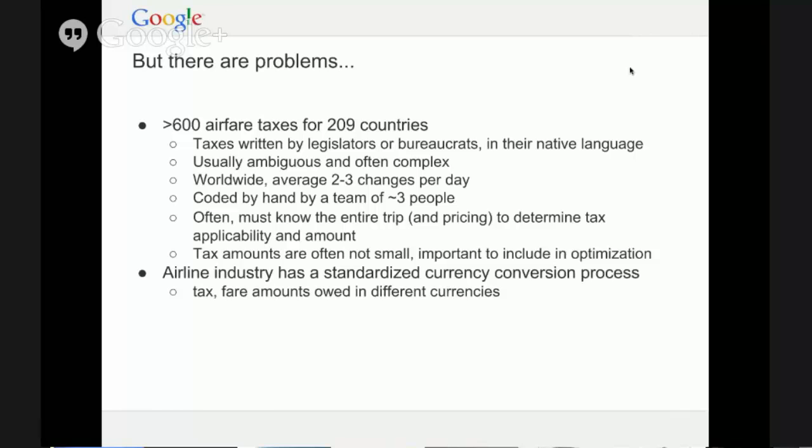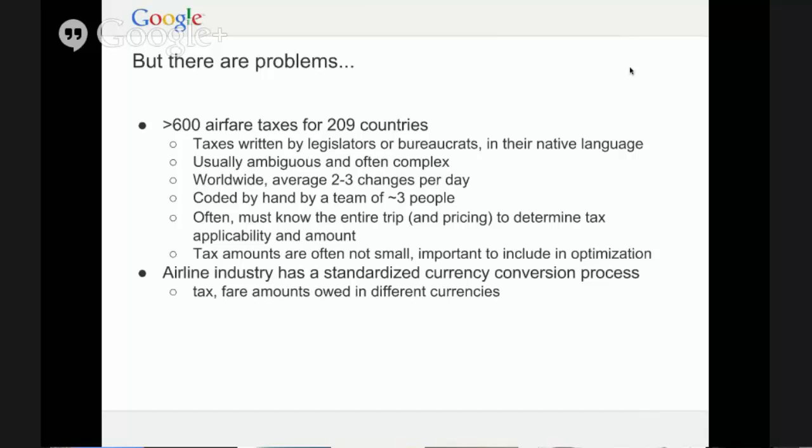And not to mention, when you're buying across international travel, you're buying across different currencies. And the airline industry has its own standardized currency conversion process, which means now the tax has to be levied on the local currency and then converted to your own currency where the ticket is being priced, and then converted to a different currency with which you're actually going to pay for it. These things make it complicated. And these things make it a very, very challenging problem as is right now.